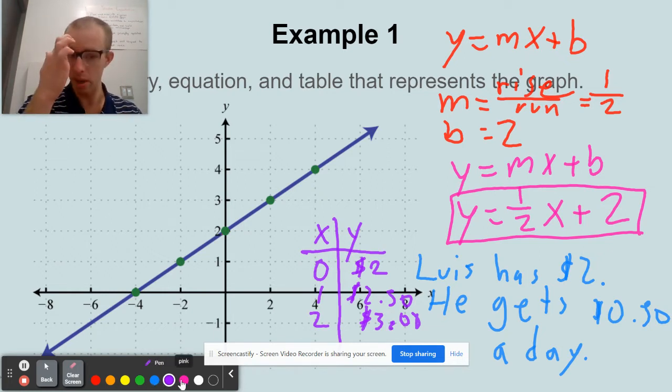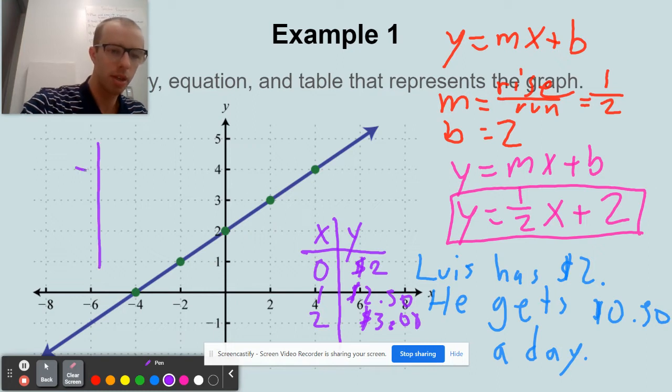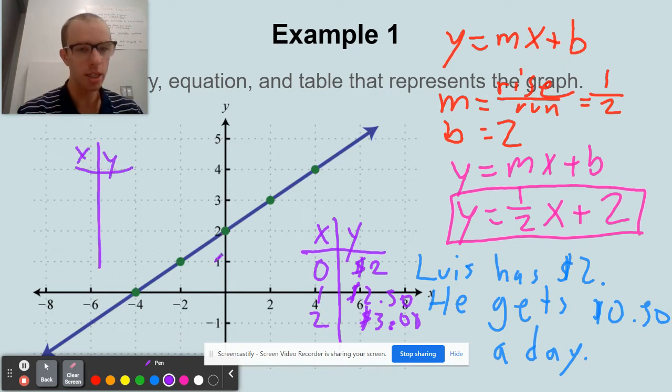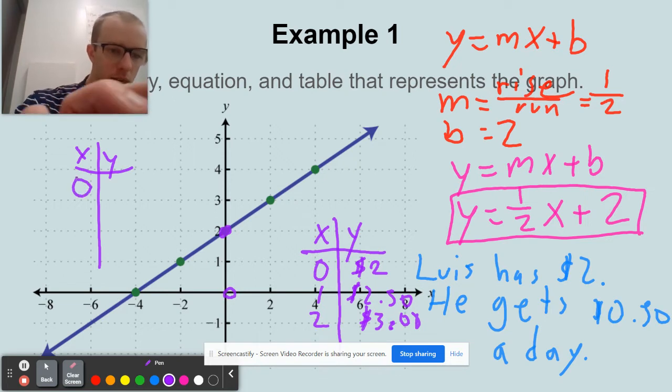What if I did this table in a different way? Another way I could do this table is if I said x and y, and I just listed points on this graph, right? The table is just points on the graph. So I could say, all right, here's a point. Where am I at? Well, x is 0, right? I'm at 0 on the x here. And where am I at on the y? I'm at 2.